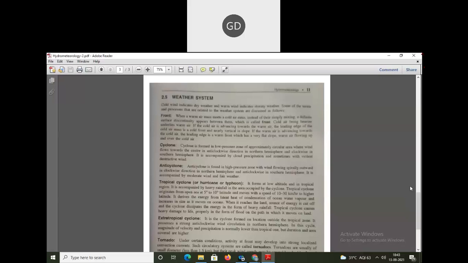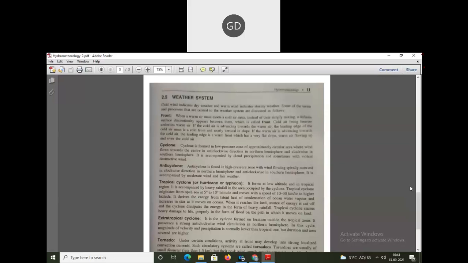Next is the tornado. Under certain conditions, activity at a front may develop into strong localized convection currents. When a front is happening, some of the activities at the front may develop into strong convection currents, forming a circulation system. This is known as a tornado.